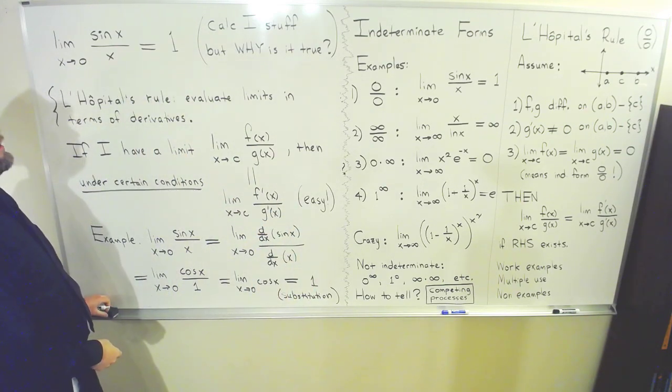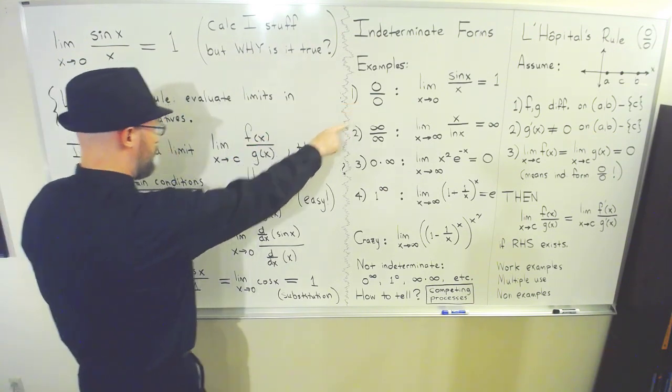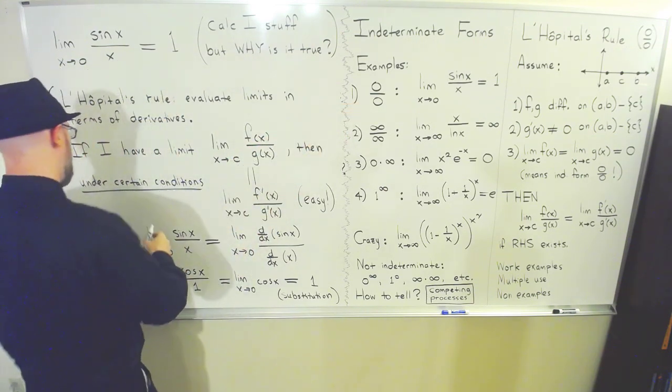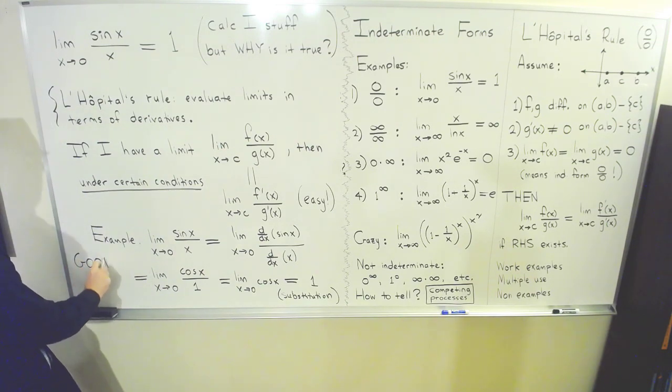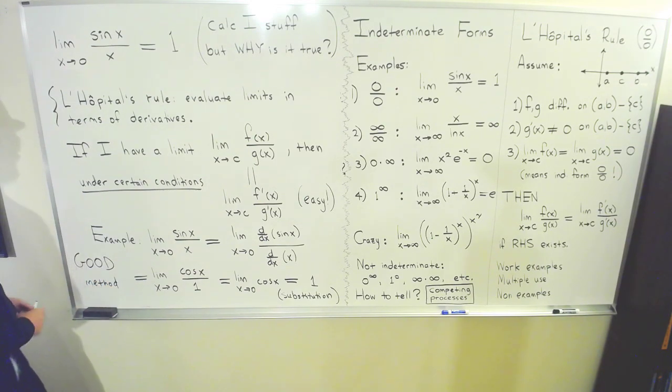Okay, so that's a nice way. So I said the other ways were bad, and I guess I can write here, so this is good. So this is a good method.